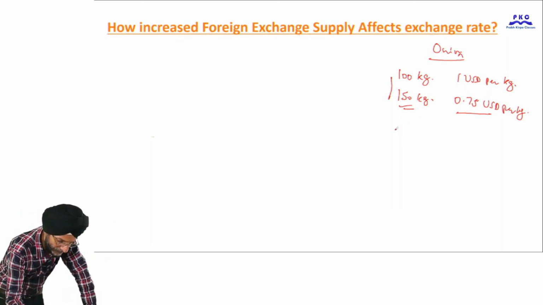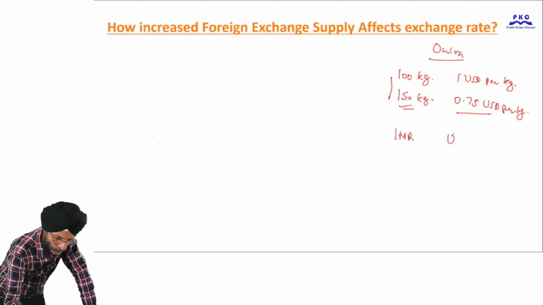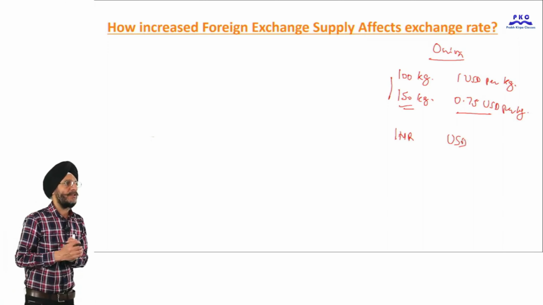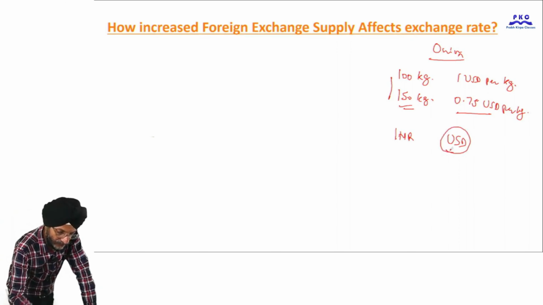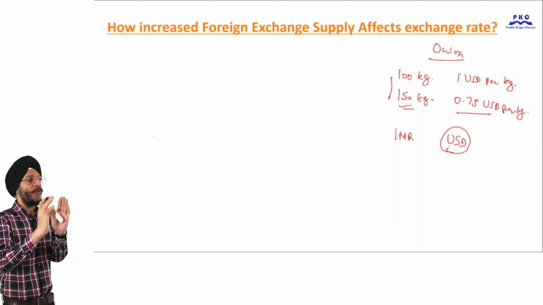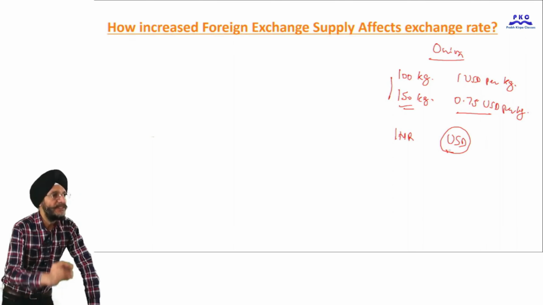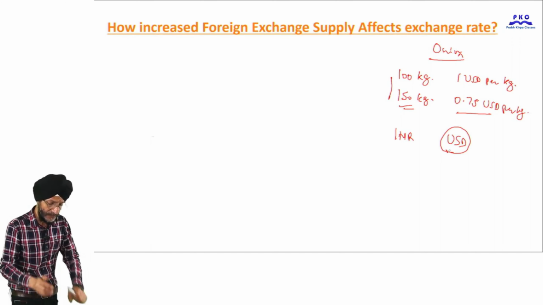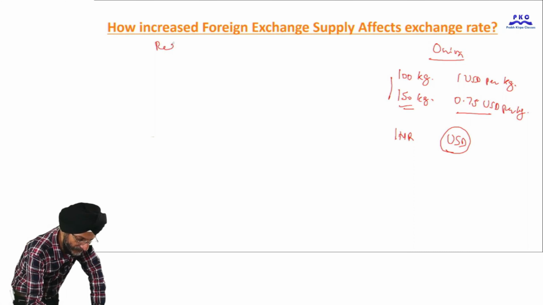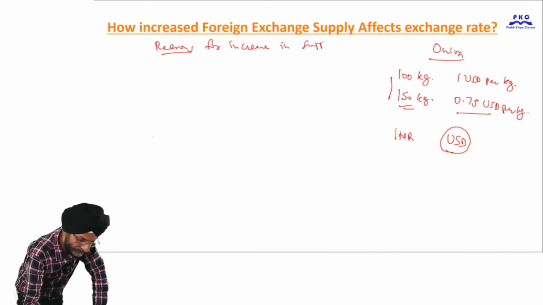Suppose we are in India and here the currency is Indian rupee, and say other country is US, where the currency is US dollar. Now US dollar is foreign currency for us. Now, what are the reasons that there may be increase in foreign exchange supply? The reasons for increase in supply, what are the reasons?